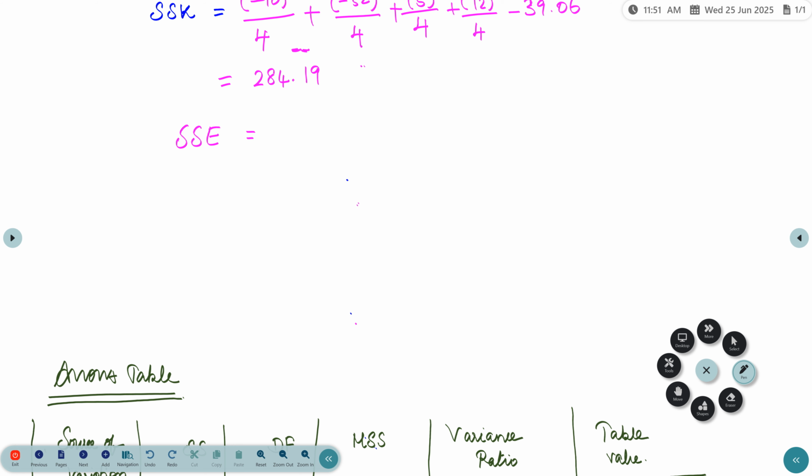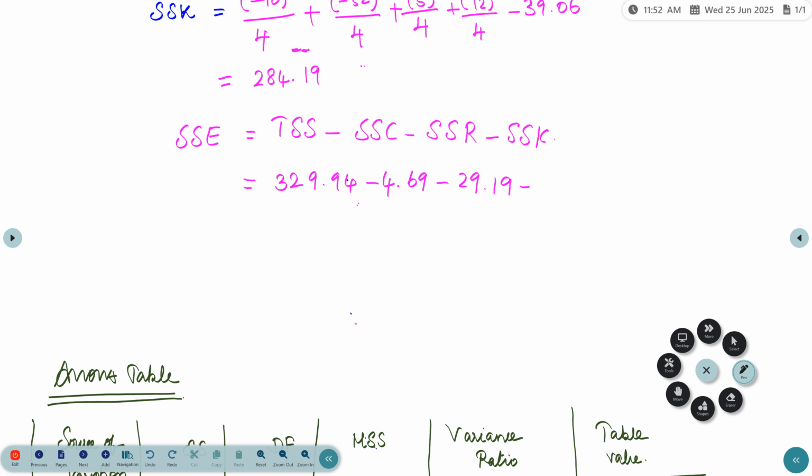Finally, we are going to calculate SSE. How can we calculate the errors? Sum of squares of error. The formula is TSS minus sum of squares of column, minus sum of squares of row, minus sum of squares of fertilizer. All the values we have already calculated: 39.94 minus 4.69 minus 29.19 minus 284.19. The answer is 11.84.